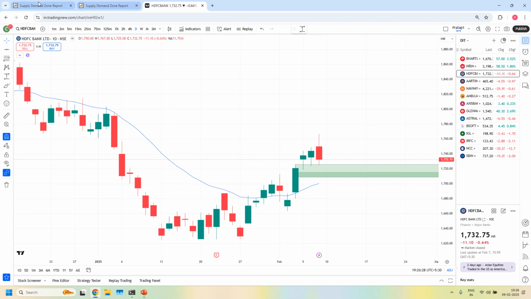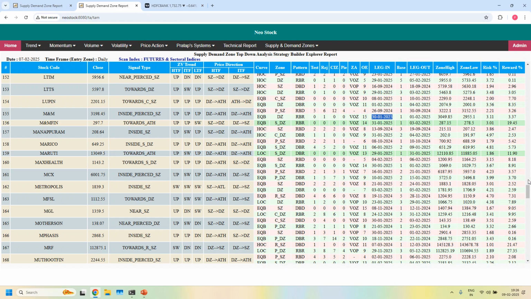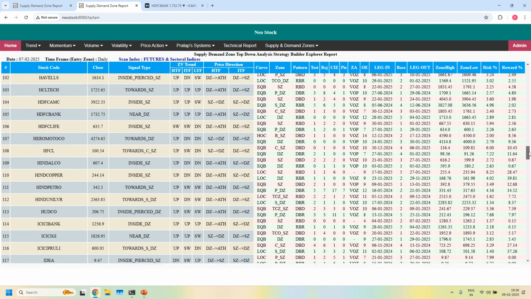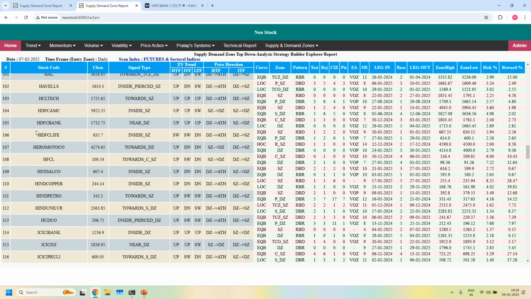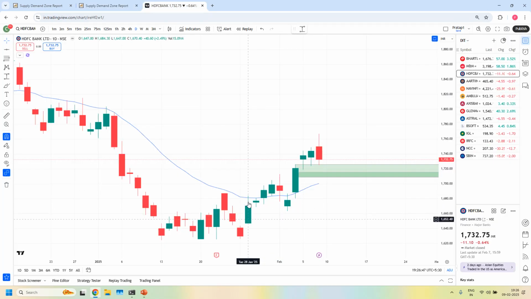This is HDFC. So in the HDFC Bank, see, this is HDFC Bank, serial number 105, demand zone. See, 28.1. After that, 5 base candles. See, this is 28.1. You have 1, 2, 3, 4, 5 base candles. So exactly the same way how we assessed. Now you draw the zone.